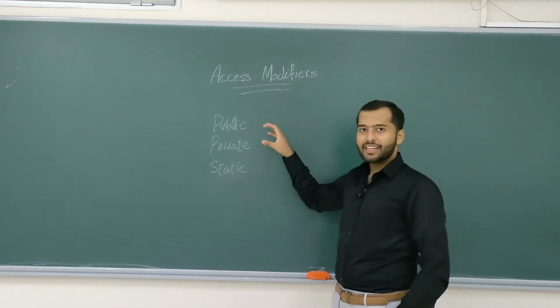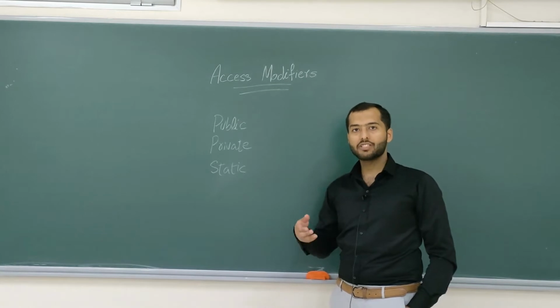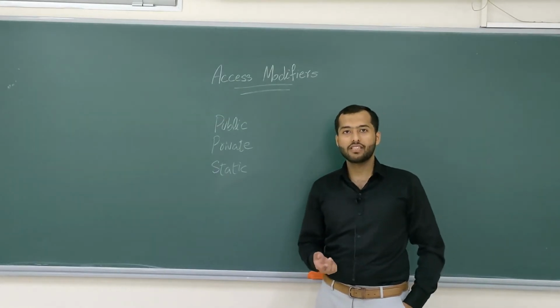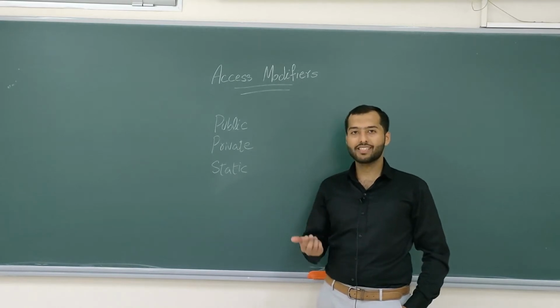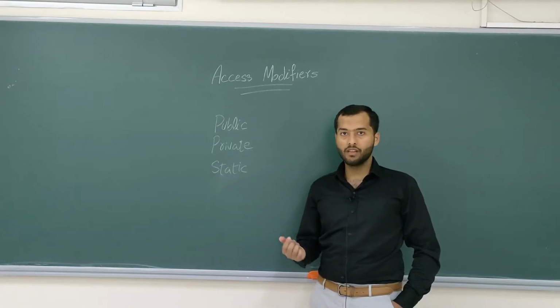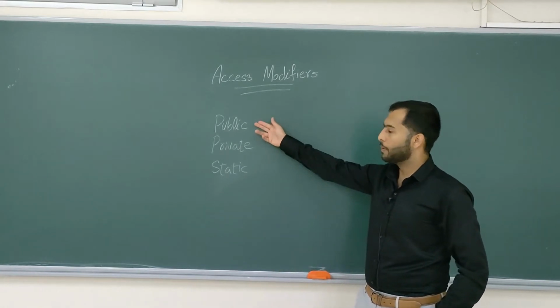So, what is an access modifier? Let me explain this first. Access modifiers specify how to access a class, method, and fields. So now let's take a look at public.